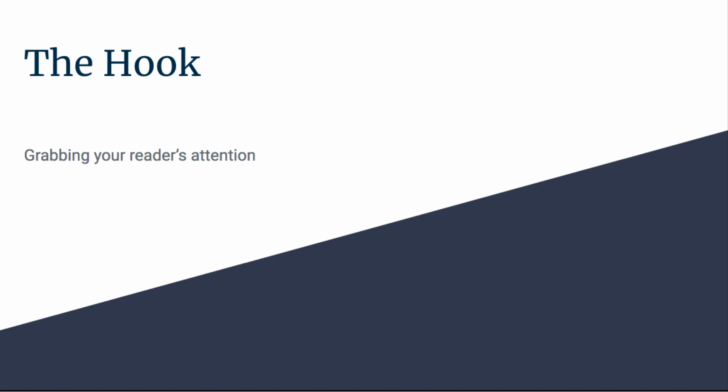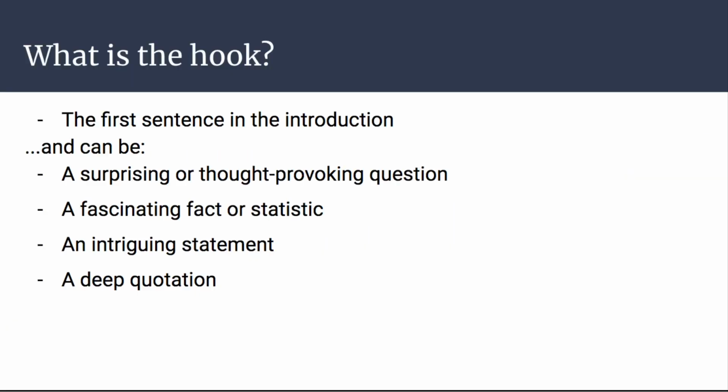So let's look at the main types of hook that we can start with. The first sentence of the introduction can be a surprising or thought-provoking question, a fascinating fact or statistic, an intriguing statement, or a deep quotation. Now, notice that we've got some pretty vivid adjectives there: deep, intriguing, fascinating, surprising, or thought-provoking.